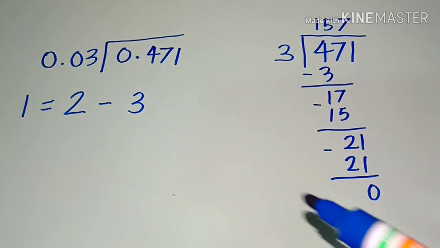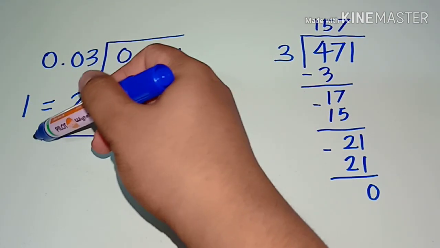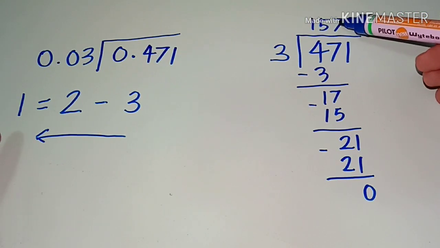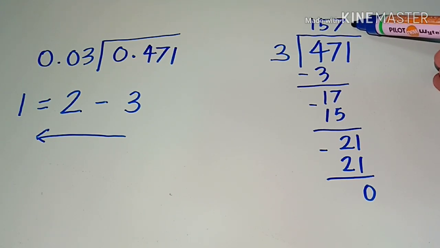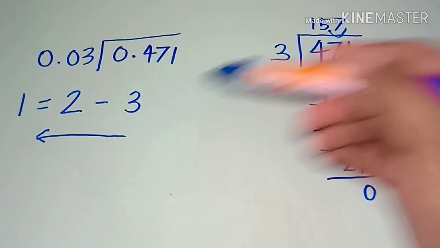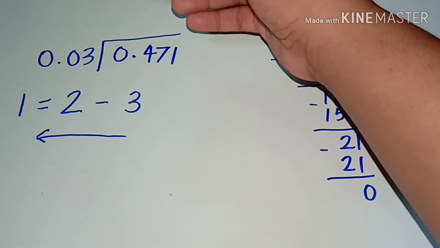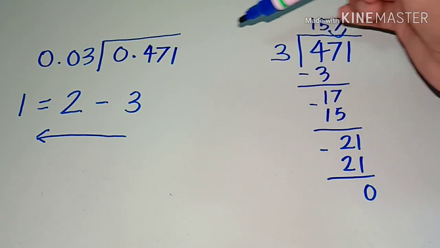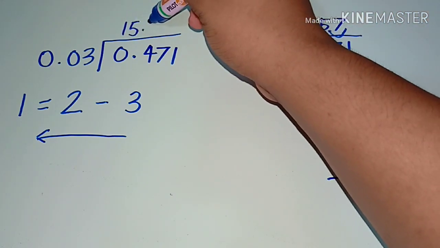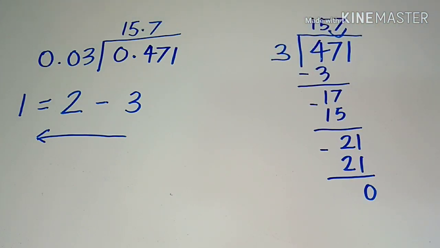And when we subtract, the direction is going that way. So that means from our answer, we also move 1 place to the left, because the direction when we subtract is going to the left. So that means 0.471 divided by 0.03 is equal to 15.7. If you don't believe me, you can actually use your calculator to check if the answer here is correct.